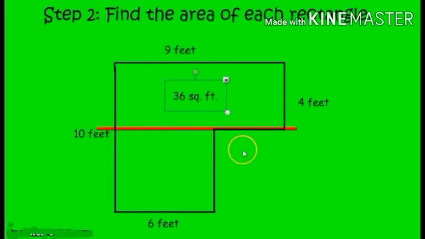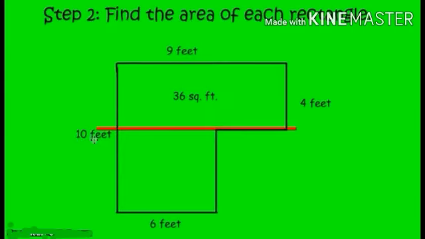Now, look at the bottom one. This is a little bit tricky. We can see this line is 6 feet. So, this line is also 6 feet. I don't know the length of this side. But we know 10 feet is the total length of this line. We have to find out this side to find area of this square.